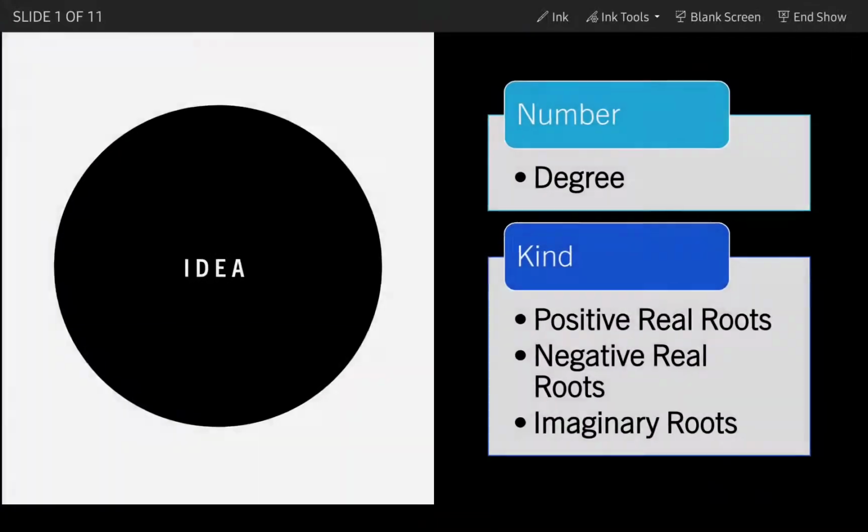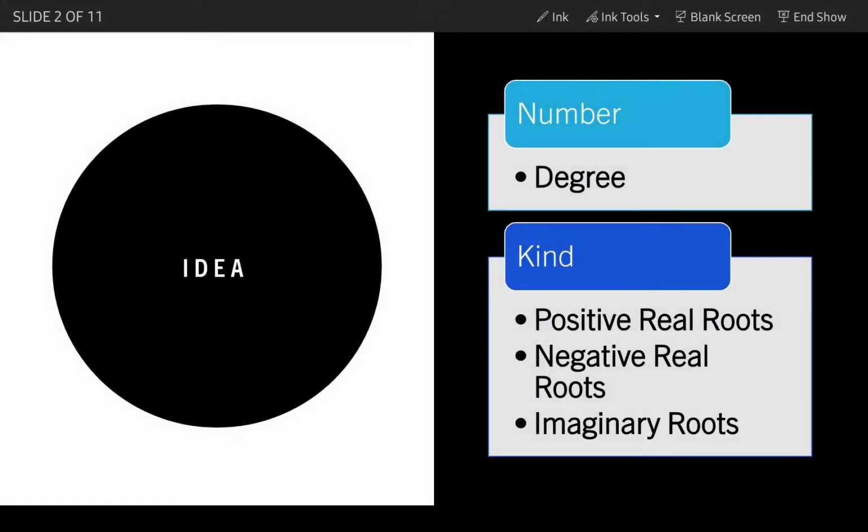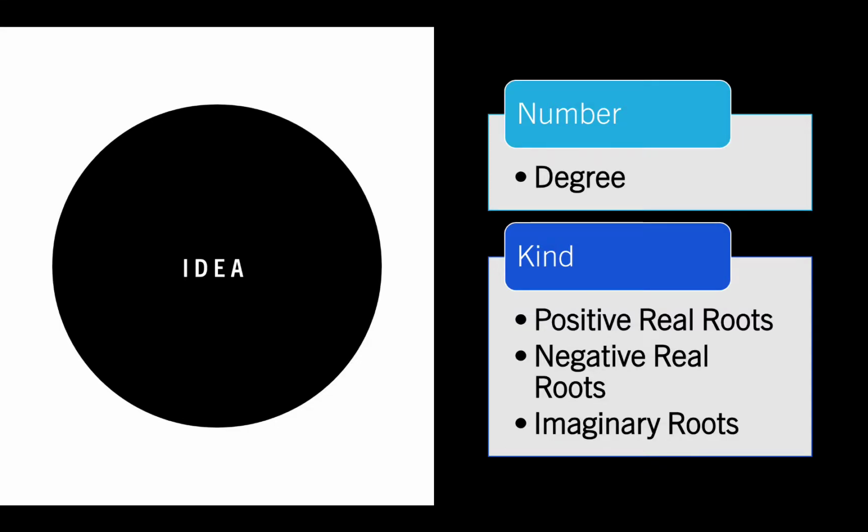Okay, now when we talk about the idea, first thing is that you need to know how many roots there are in a given polynomial function. To determine that, we have the degree. The degree will give us the idea on how many roots there are in a given polynomial function. And an additional information for my class is that there are kinds of roots, such as the positive real roots, negative real roots, and imaginary roots. I'll give one example later about this one.